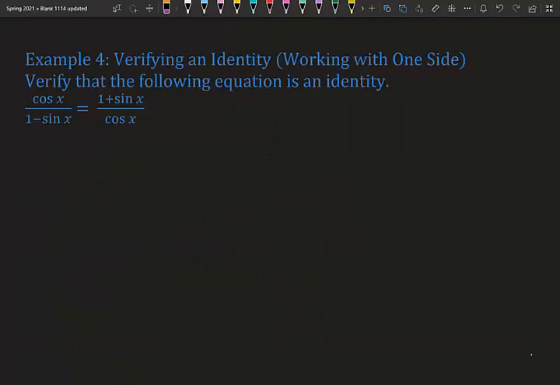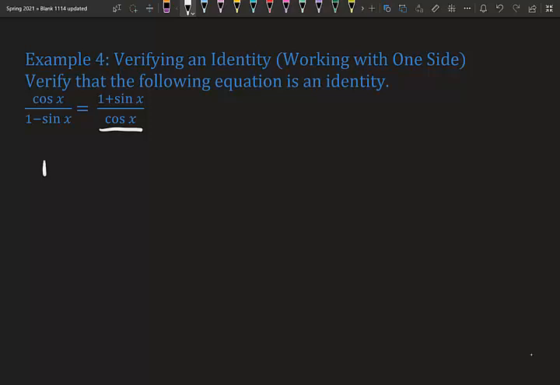Alright, let's verify. We have cosine x over 1 minus sine x equals 1 plus sine x over cosine x. So both of these look pretty similar, both sides. There is a harder side though, the right side. How do I know that? Because there's a binomial on top, but it doesn't matter. You could work with the left side and you'll still get the same answer. Well, it'll still verify.